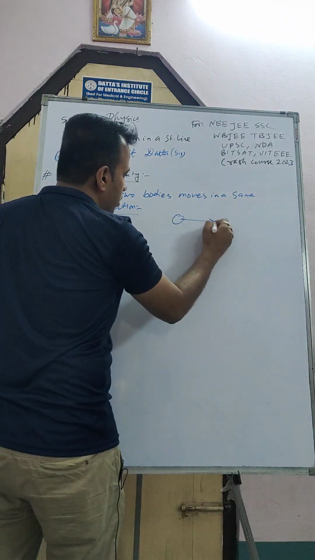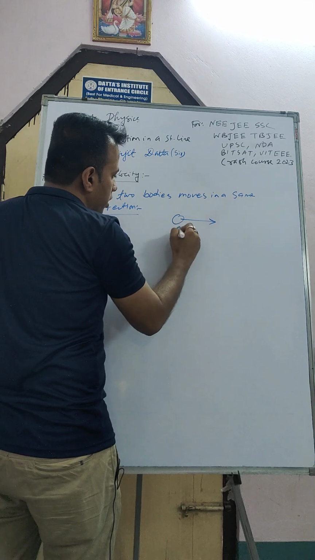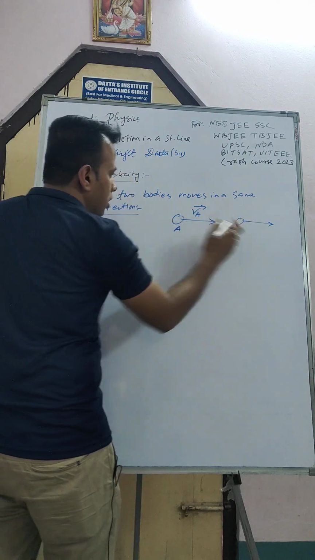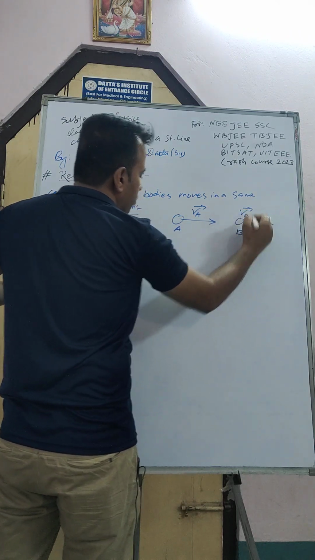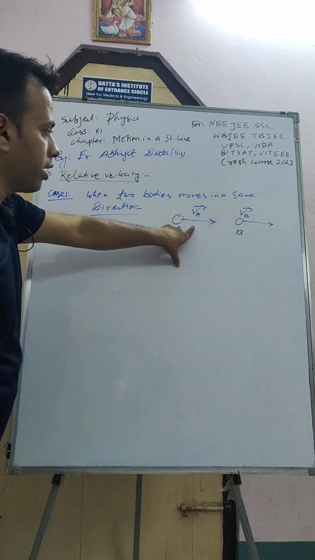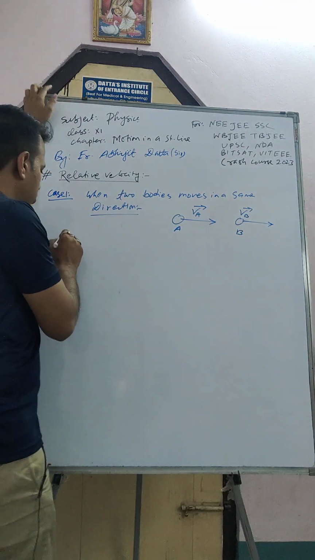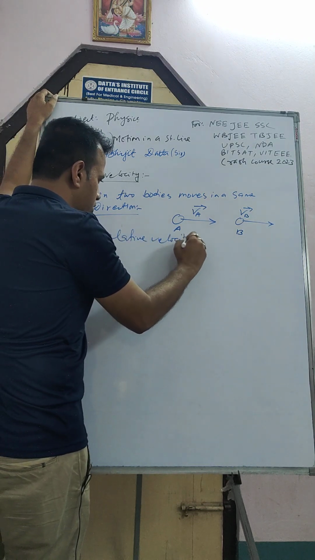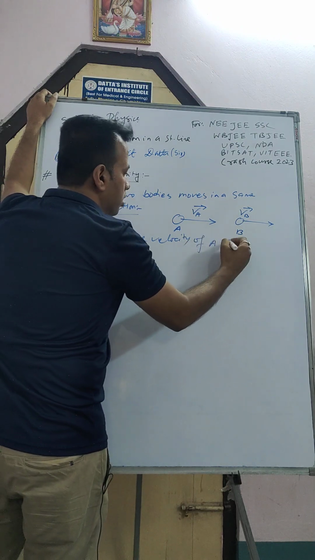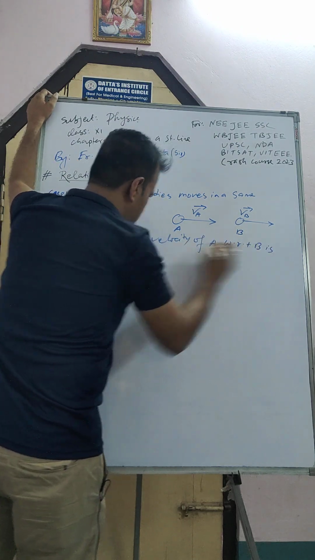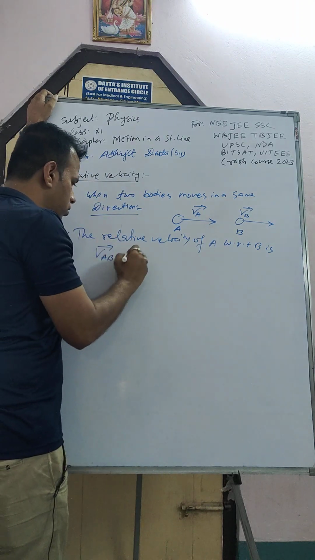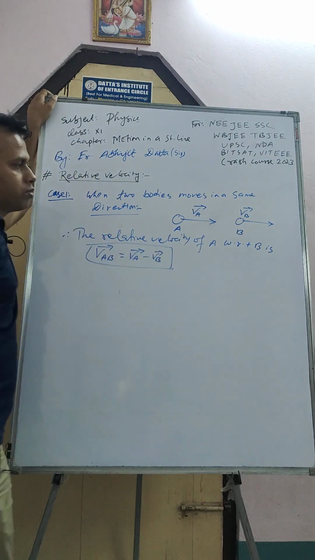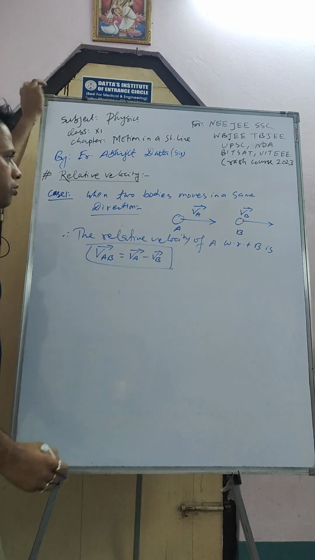Suppose this one is object A, and its velocity is vA, and this one is another object moving in the same direction, B, and its velocity is vB. Now we have to find the relative velocity of A with respect to B. The relative velocity of A with respect to B will be vAB equal to vA minus vB.